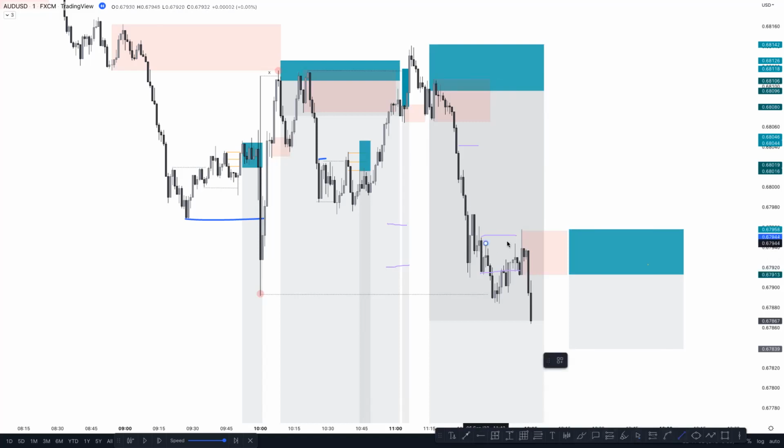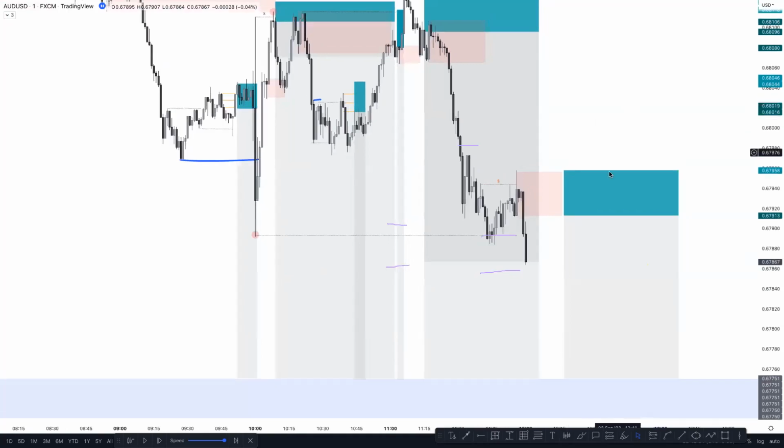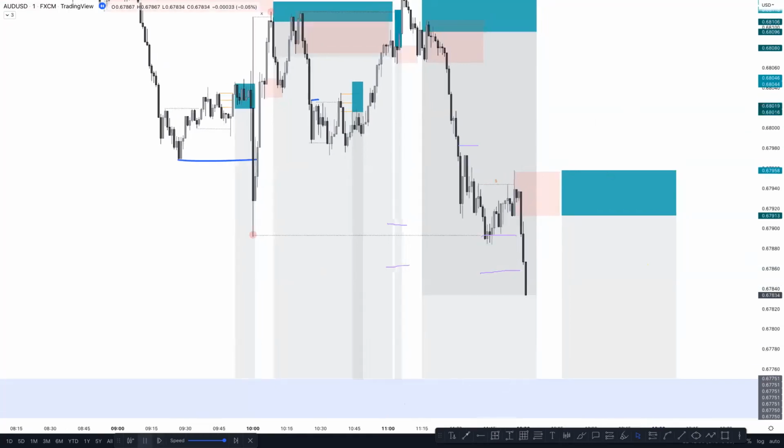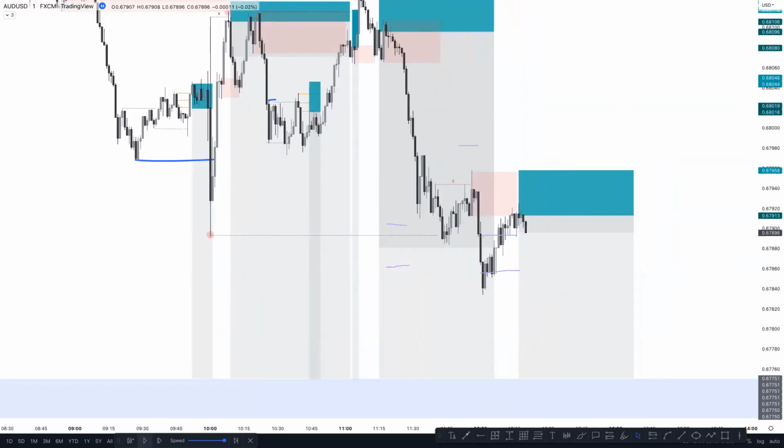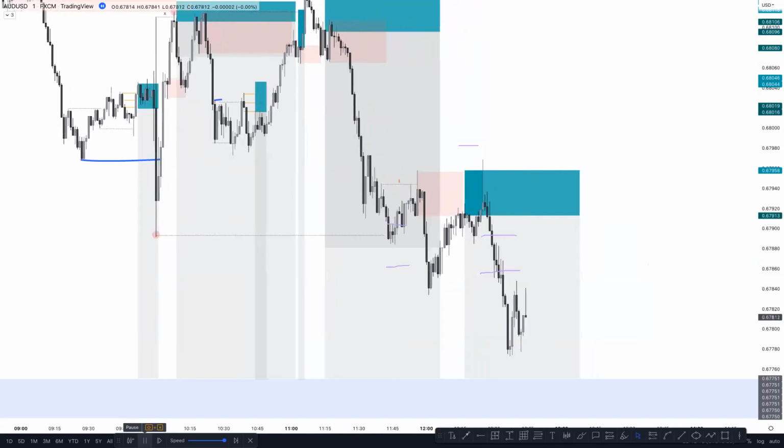And this high is taken out the liquidity, right? And this is your final target. Let's see. Okay, tap the order. Oh, another loss.